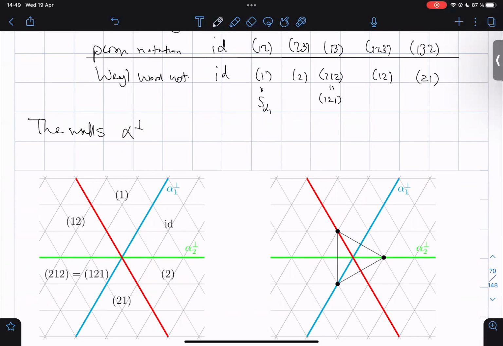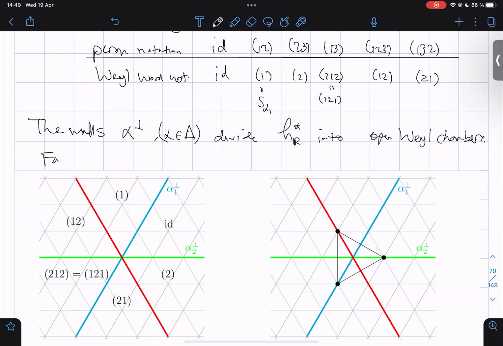So the walls, alpha perp for alpha, divide H star R into Weyl chambers. A fact about the Weyl group, again, I'm not going to show it, probably don't have time, is that W acts simply transitively on these.